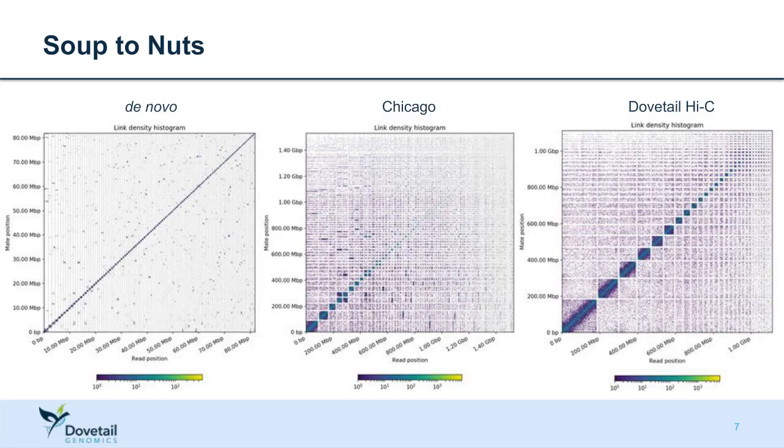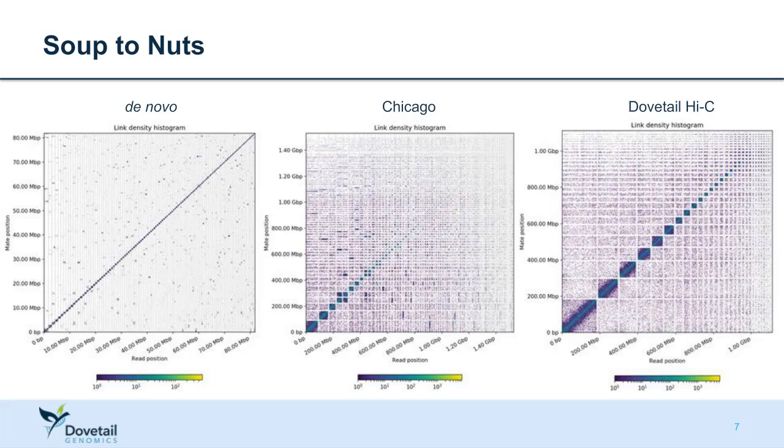What we did for this project is we did shotgun sequencing, a de novo assembly of the shotgun, some Chicago scaffolding, and all the way up to Hi-C scaffolding. And we have three different plots here. Just to explain what these plots mean: on the x-axis are the individual scaffolds, sorted from the biggest to the smallest, and the y-axis is the reverse of that.